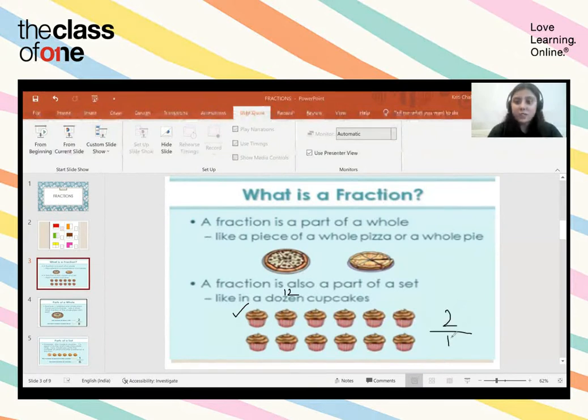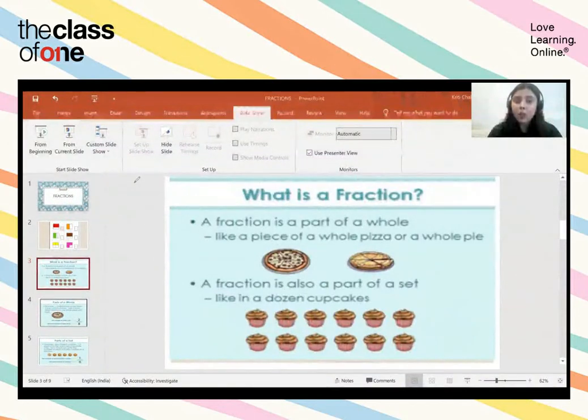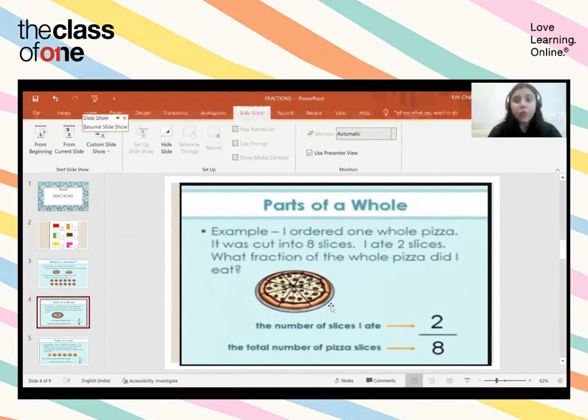2/12. Correct? So we are applying fraction on a whole and on a collection. When it is a whole, let's go through this example. We ordered a whole pizza, and everybody likes pizza, right? Now it is cut into 8 slices. Out of these 8 slices, we ate 2 slices. So what will be the fraction?